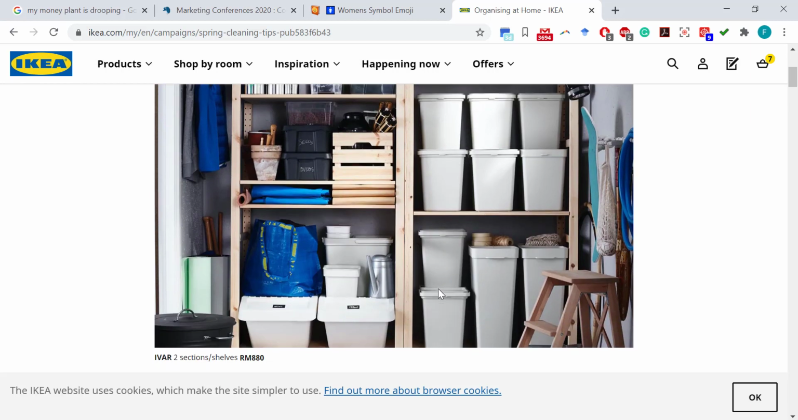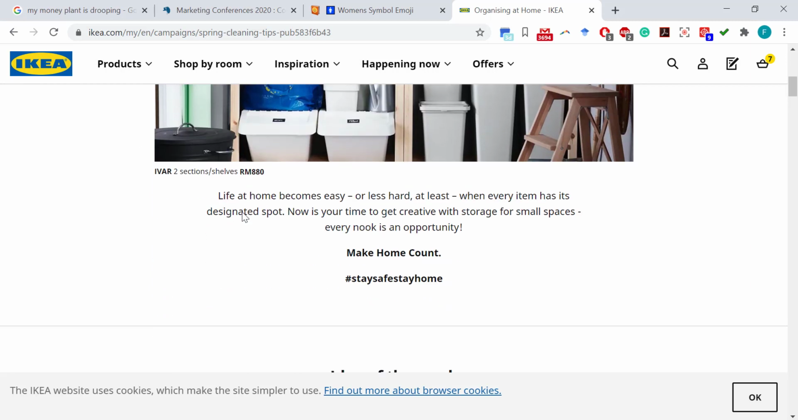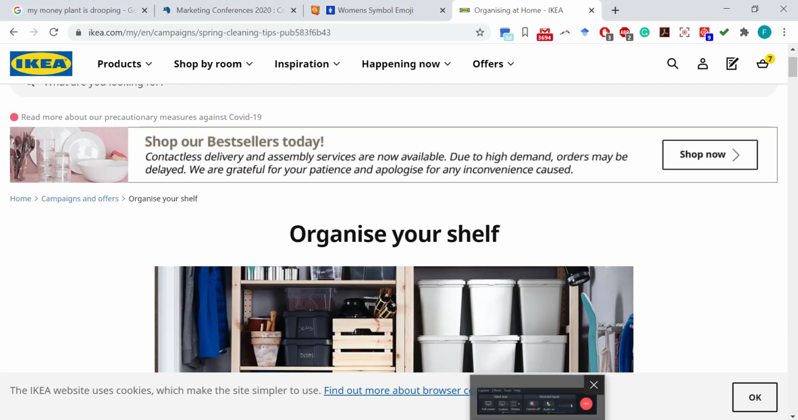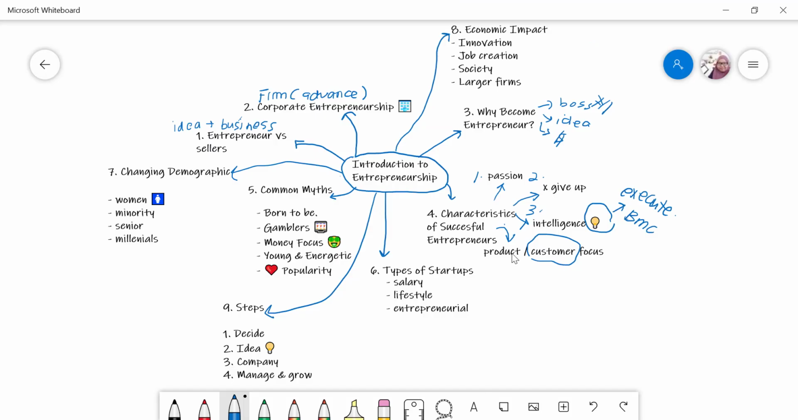So they solve people's problems, especially people in the city who have small spaces, small houses, but want to look clean and neat, so they buy IKEA products. This is how IKEA solves people's problems. So if you want to do a good business, you must focus on what customers want, what kind of things you can solve.